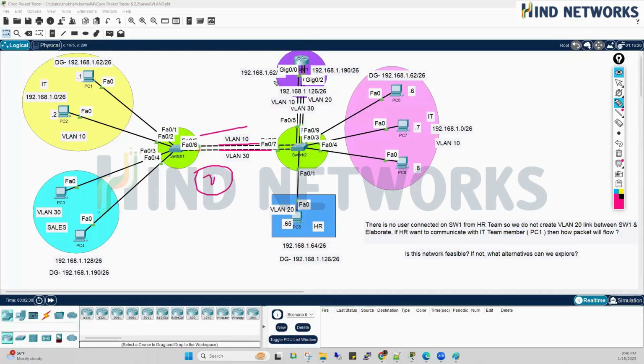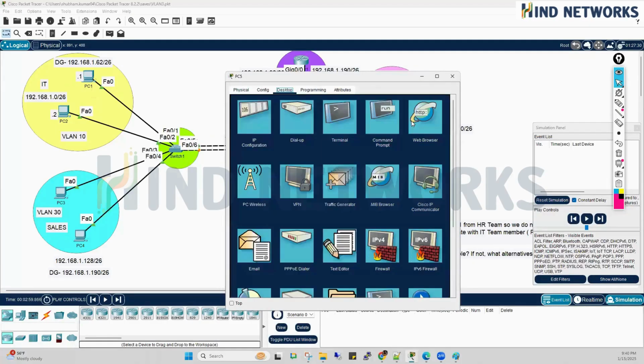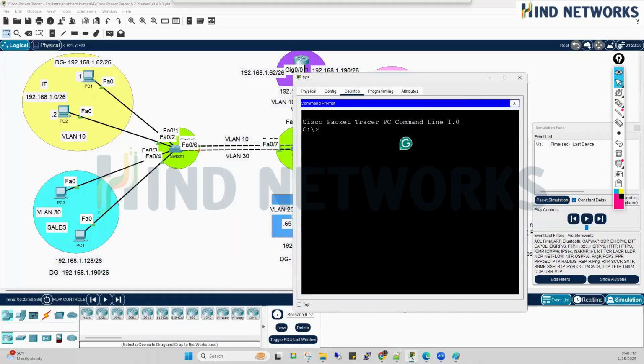But my question is, can we ping? My very simple question, if I try to ping from here to here, can we ping? There is no link for VLAN number 20. But yes, still you can ping. There is no problem. Still you can ping. For example, I come here, go to the desktop, command prompt. I am writing, for example, ping 192.168.1.1.